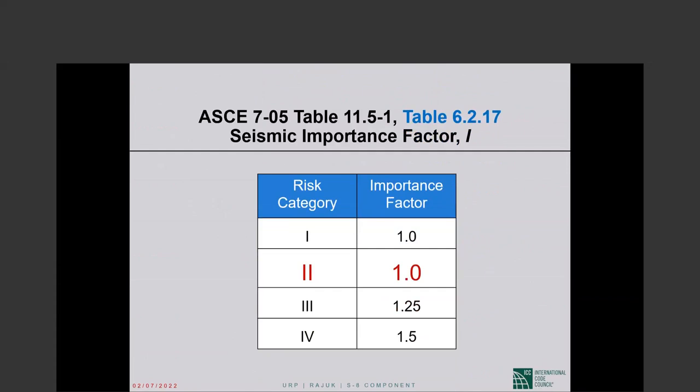The vertical combination of structural systems gets a little complicated. I didn't go there to save on time, but you can read up, or if you ask me, we will discuss that. The importance factor I is 1.0 for risk category 2.